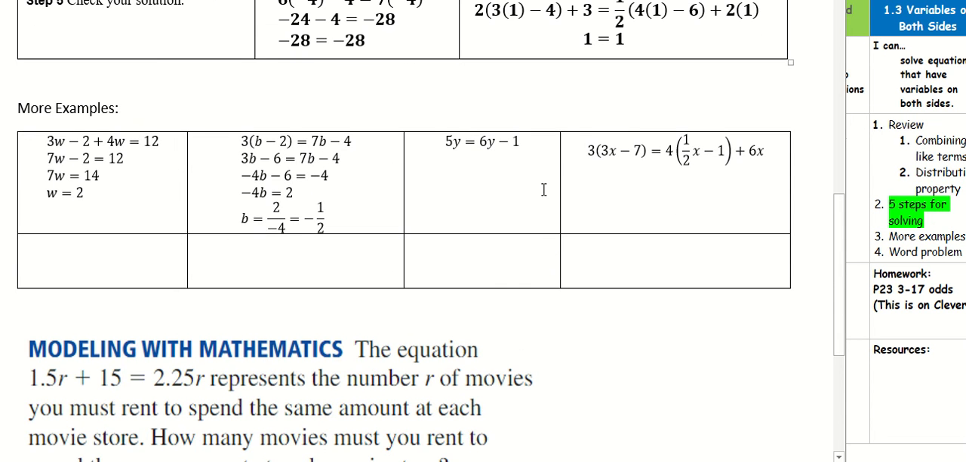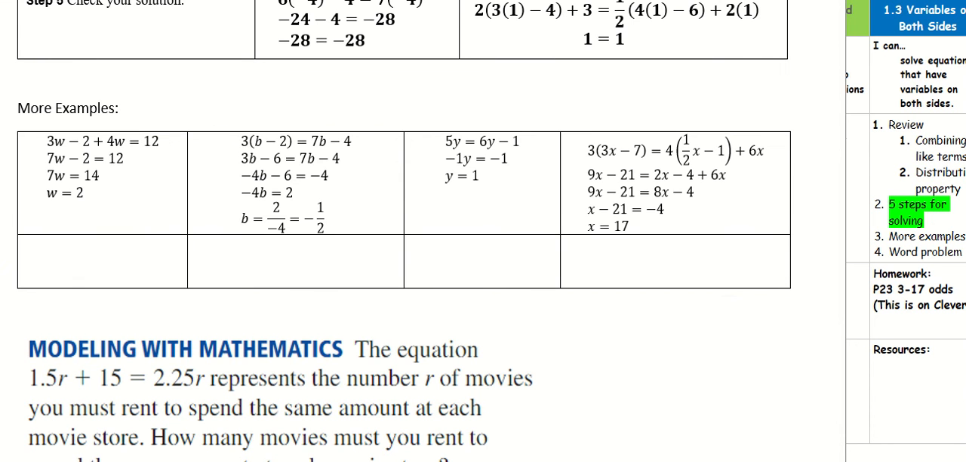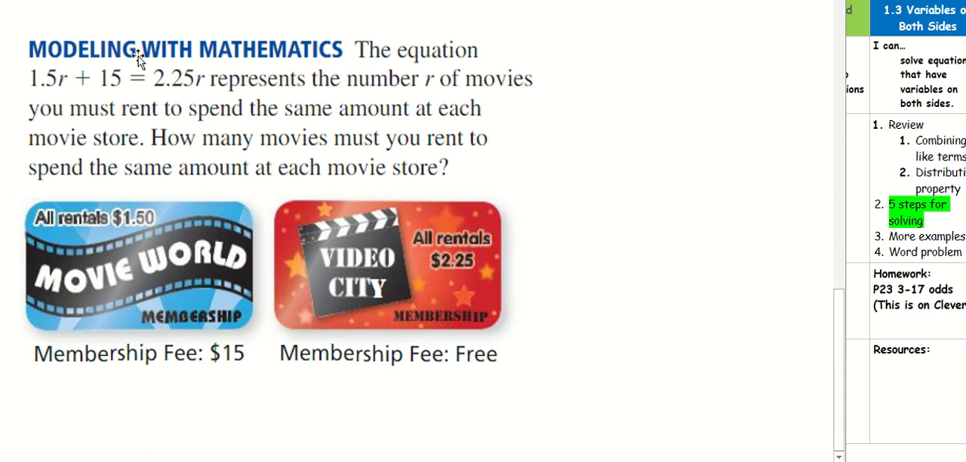Okay, more examples. So I'm going to have you guys pause, do these on your own, and then you'll come back, and in about 5 seconds, I'll show you the answer. Make sure you pause now. Okay, I'm going to show you the answer in 5, 4, 3, 2, 1. You should get y equals 1 and x equals 17. Those should be the two answers. Here are the steps for solving if you need to pause and look at those. And we are going to move on to our modeling with mathematics.